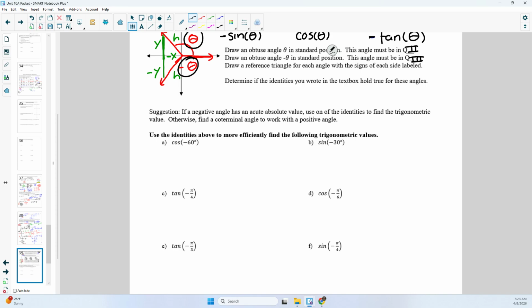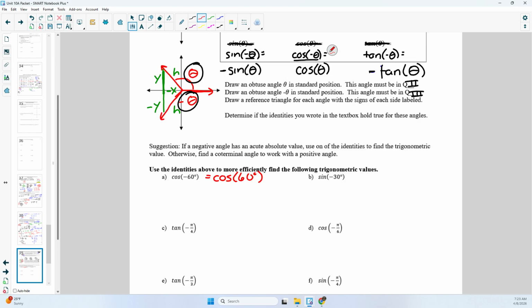So, for example, if I have the cosine of negative 60, we know that that's the same thing as doing the cosine of the positive 60 from this identity. So I could just say, oh, those two are actually the same, and the cosine of 60 is 1/2. If I'm doing sine with an acute negative angle, that's the same as the sine of 30, but we need it to be negative based on this identity.